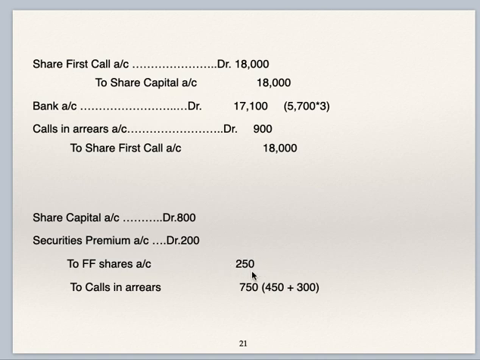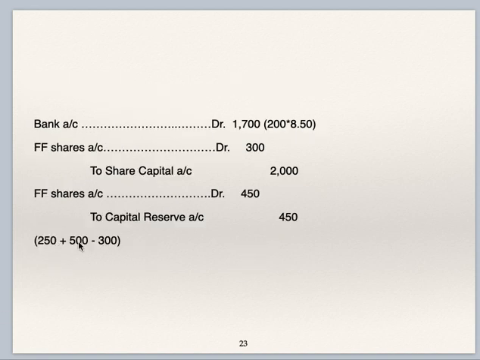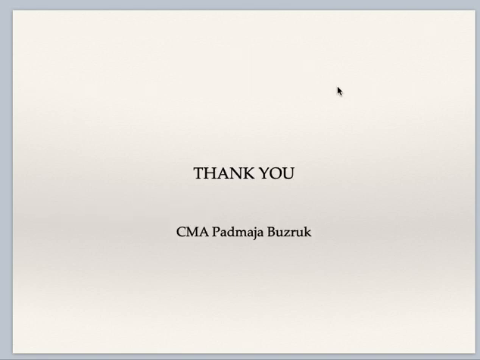So this forfeited shares account 250. Whereas Z's forfeited shares account is having 1,000. 200 shares they have forfeited, but 100 only are reissued. So for 200 it is 1,000, for 100 it is 500. So 250 plus 500, this is D's, this is Z's, minus 300, debit to forfeited shares account. Net balance is 450, which gets transferred to capital reserve. So in this particular video, I have explained various illustrations. Thank you.